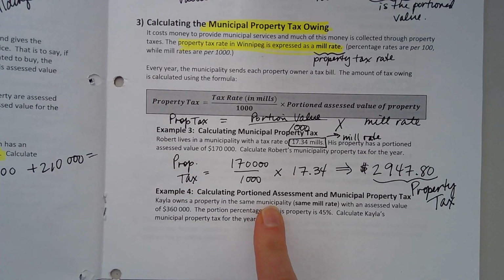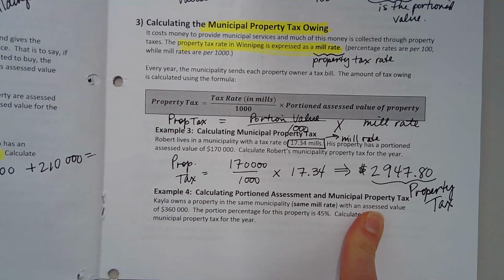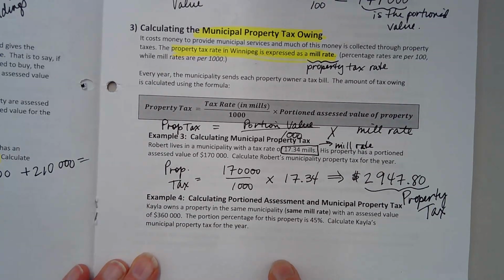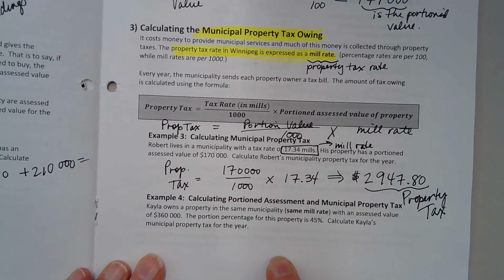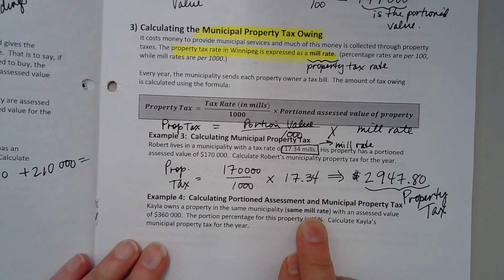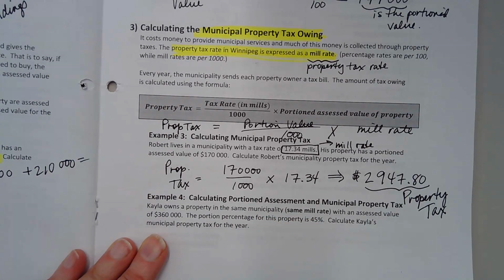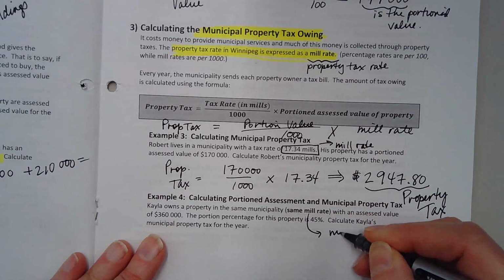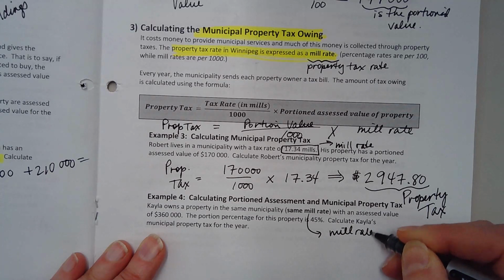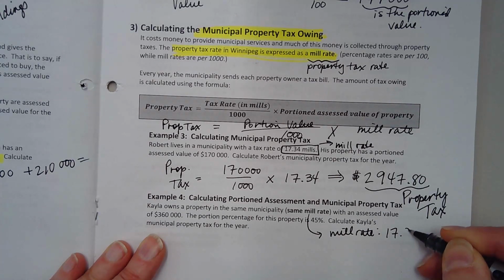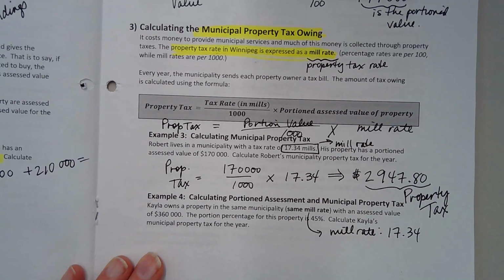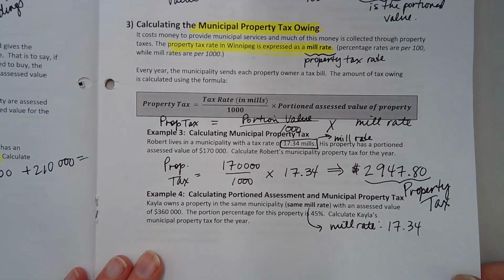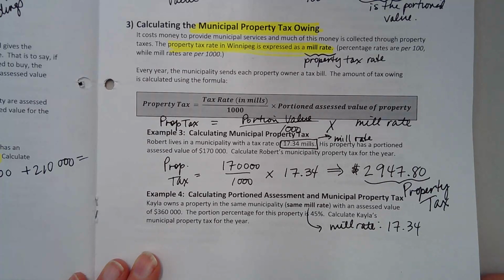Calculating the portion assessed and the municipal property tax. So doing everything kind of. So let's see what this one looks like. Kayla owns a property in the same municipality with, I guess, the same mill rate as the previous person. So the mill rate would be, we'll just use the 17.34. With an assessed value of 360,000. The portion percent is 45%.